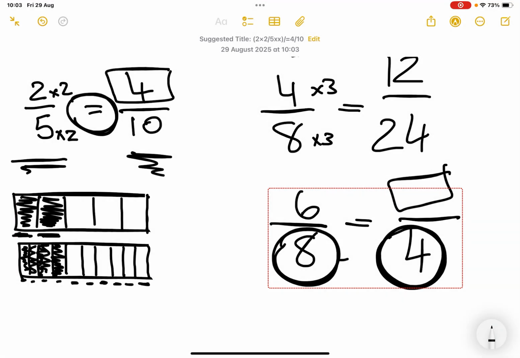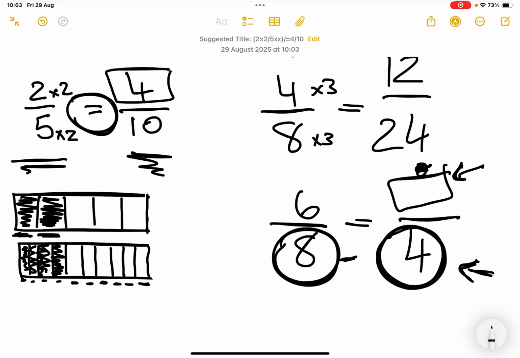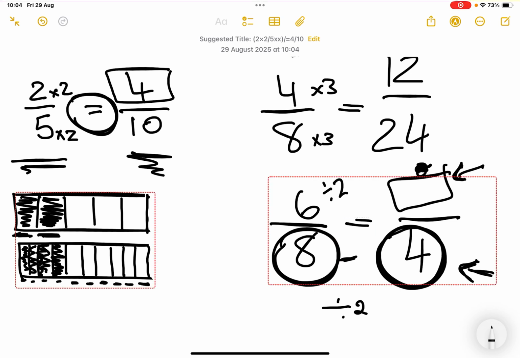I'm dividing and I'm not timesing here because I need this denominator here to be the same value, but it is the lower number. So that is why I'm dividing instead of multiplying. I can't times here. Okay, so there we go. So I divide by 2. And what I do to the bottom, I do to the top. So 8 divided by 2 is 4. So then 6 divided by 2 is 3. So my equivalent fraction is 3 over 4.